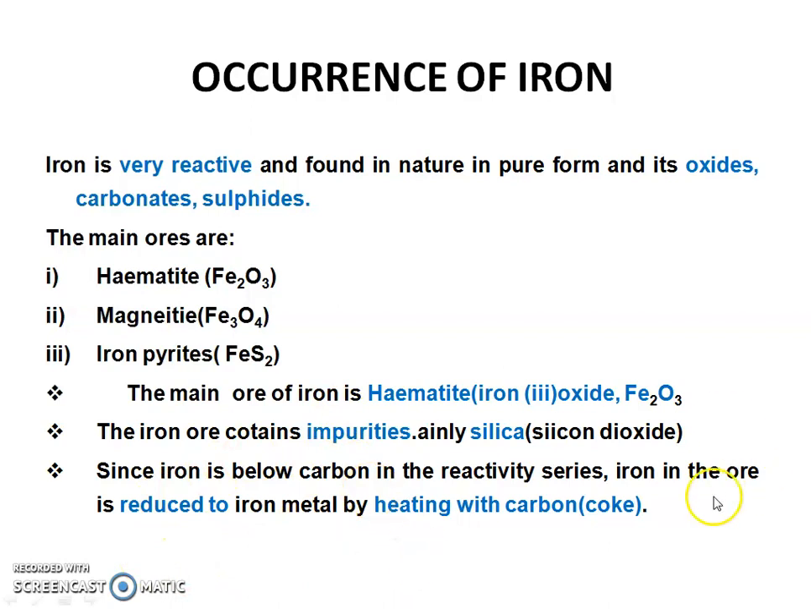That is iron in 3 oxidation state, Fe2O3. This ore contains many impurities such as silica, that is silicon dioxide, in the form of mud or sand. Since iron is below carbon in the reactivity series, iron in the ore is reduced to iron metal by heating with carbon such as coke. We'll discuss the reduction process elaborately.